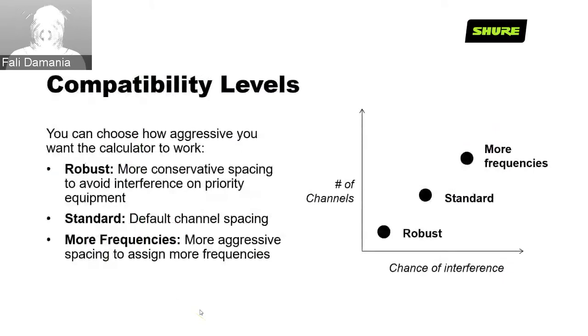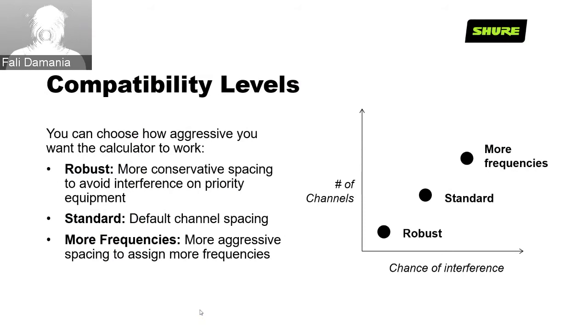Compatibility levels are of three types: the standard mode, robust, and more frequencies. If you look at the graph, it's quite easy to understand that robust gives you far fewer channels, but it also gives you the most robust channels in terms of interference. Standard is the regular mode of operation and gives you default channel spacing. More frequencies, basically, gives you many more frequencies, but then you also increase the chance of interference.